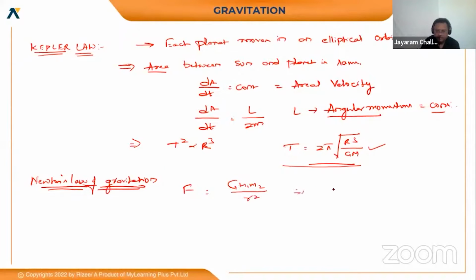What is the value of G? G is equal to 6.67 into 10 to the power of minus 11 Newton meter square per kg square. This is the only dimension formula from the first year which will have a negative mass dimension. This force F is a conservative one. Conservative nature in the sense energy is neither gained nor lost, it only changes from one form to another form.